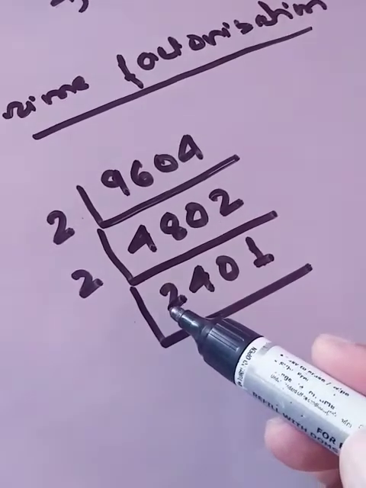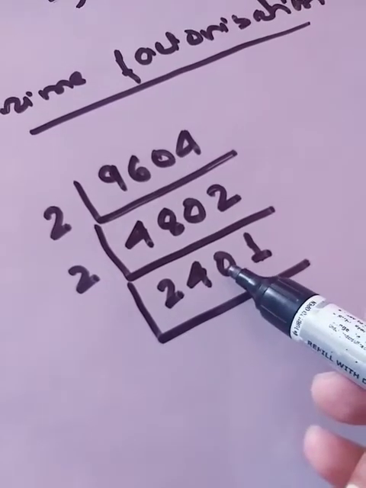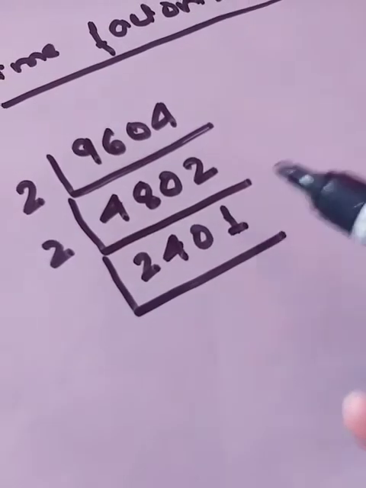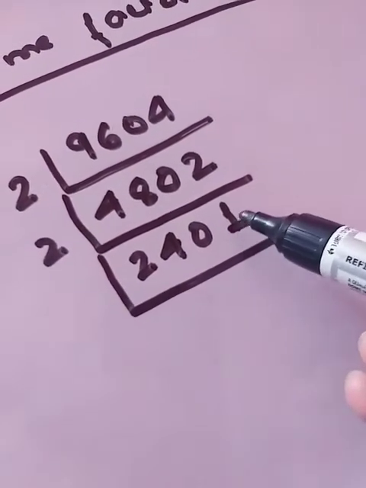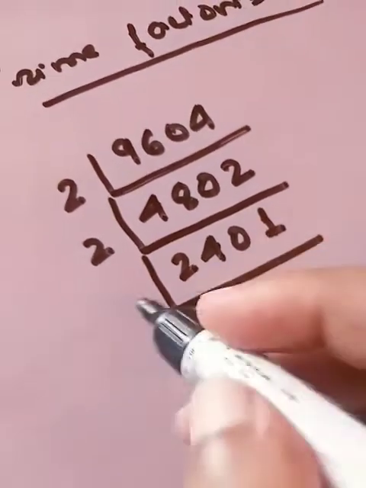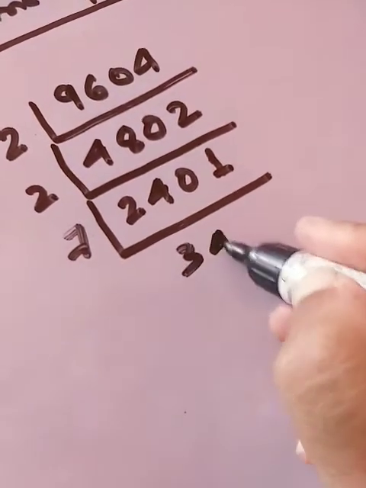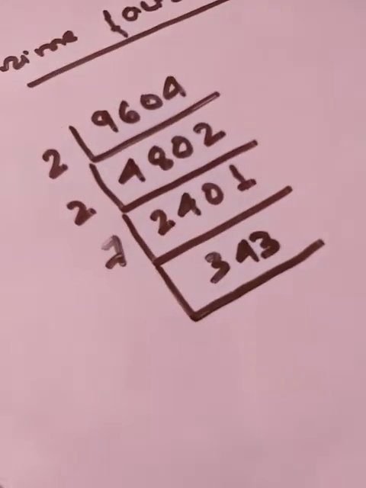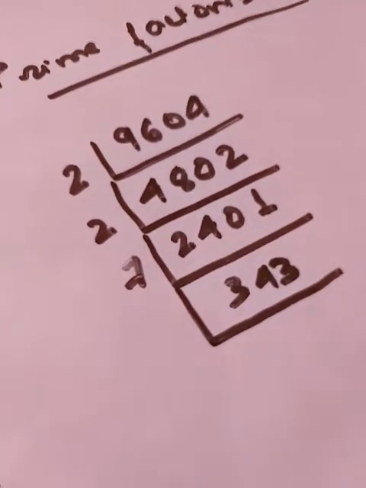Let's see, if we add up all those digits, 2 plus 4 is 6, 6 plus 0 is 6, 6 plus 1 is 7. So it is also not divisible by 3. It will not be divisible by 5 also, because the last digit is neither 5 nor 0. So there is a possibility that it is divisible by 7. If we divide by 7, the answer would be 343. Now if we divide 343 by 7, the answer would be 49.